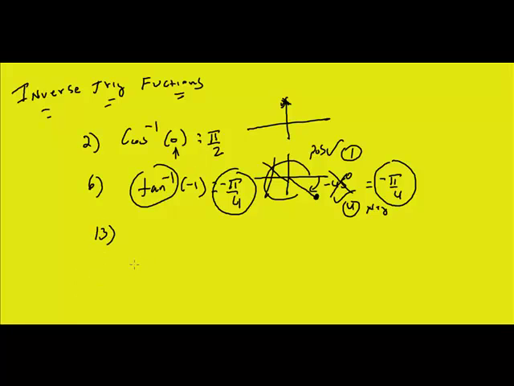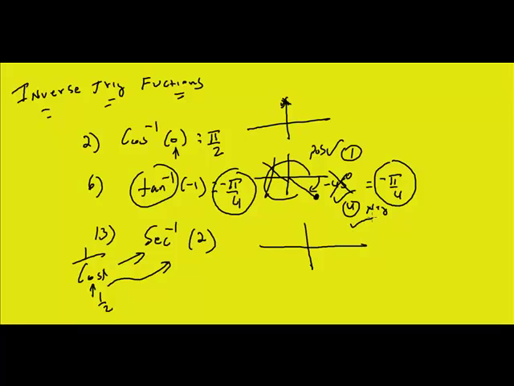Okay, let's take a look at number 13. These are all fairly easy. So we're talking about secant inverse is equal to 2. So when does secant turn into 2? If you remember, secant is related to cosine. It's 1 over cosine. That means that this must have been 1/2 for this to turn into 2. So we have to find out where cosine is equal to 1/2.